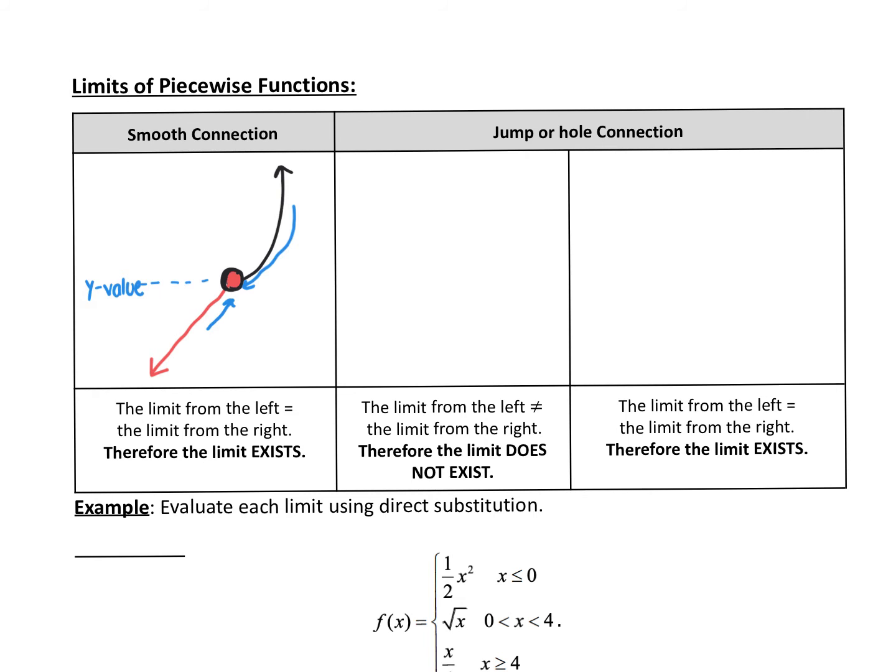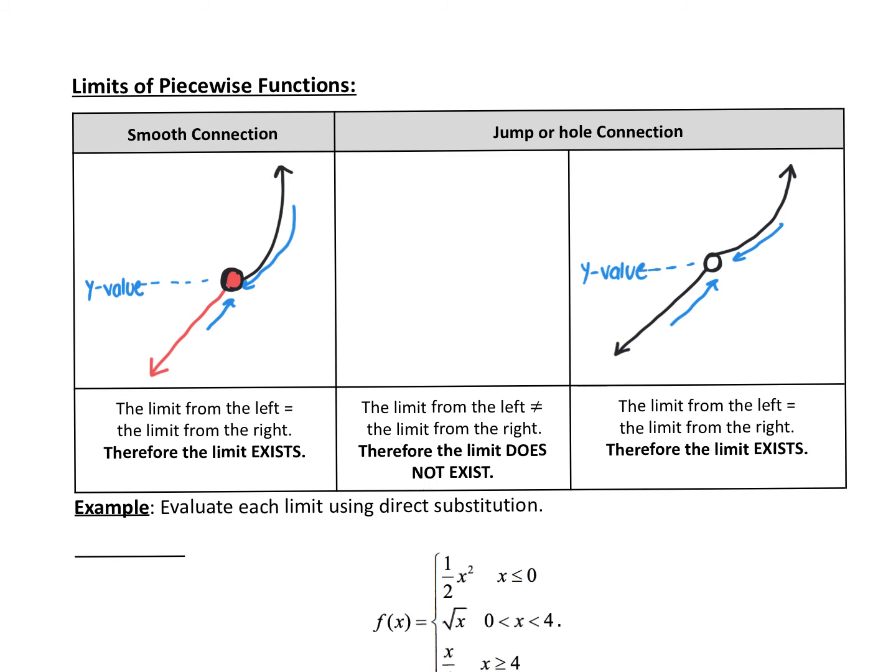Now, you could have a jump or a hole connection. So let's just talk about a hole connection. Similarly to the smooth connection, let's just say we had that quadratic that connects, but now this time the line that connects doesn't fill in this circle. How does that affect the limit? Well, the limit from the right and the limit from the left looks like they're still approaching that same y value. So it's okay if the hole is filled in or not, that limit will still be the same. So the limit from the left and the limit from the right will actually exist because they are equal.